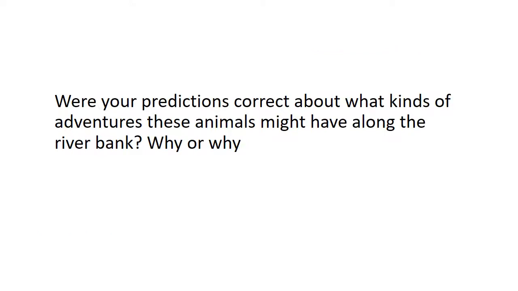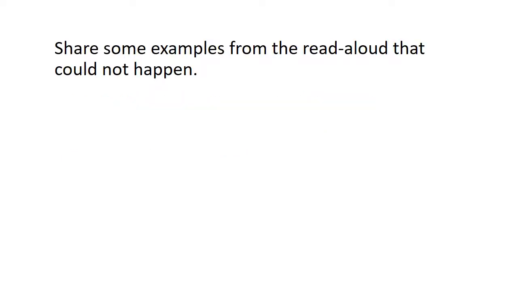So, were your predictions correct about what kind of adventures these animals might have on the riverbank? Obviously, you can share some examples from the read aloud that could not have happened. Those are the things that you would list. Five things at least that could not happen in real life. Most likely, be considered like mole being rescued by rat, among one or the other. Animals talking to each other, for that matter.